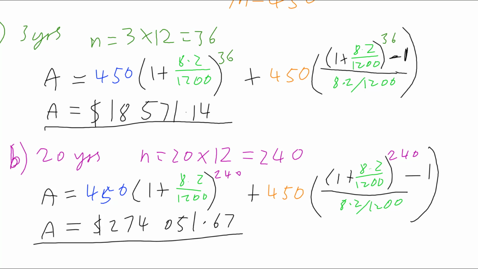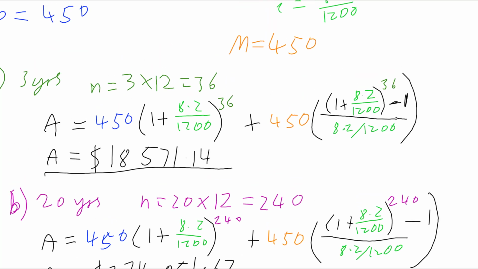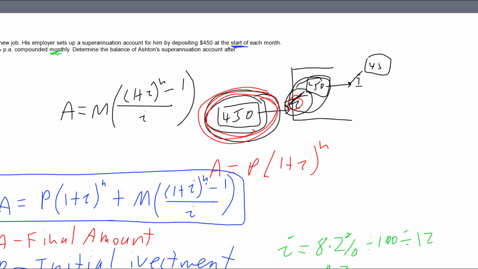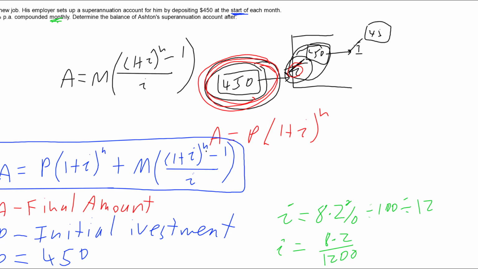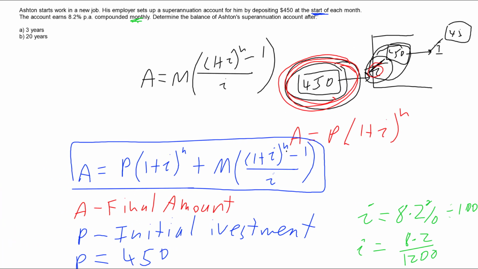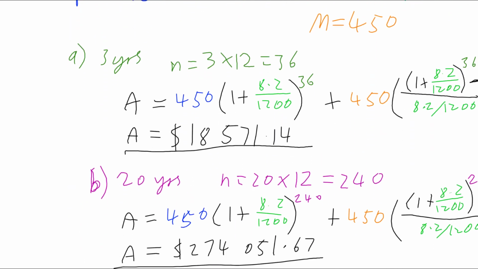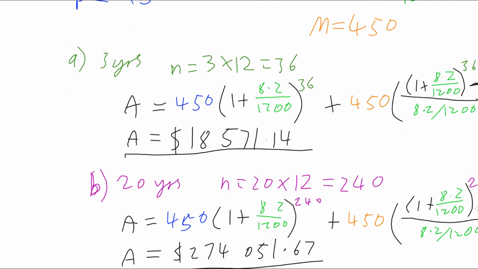So there we go. If you're asked to find the amount at the end of the superannuation, especially considering superannuation has the deposit at the start of each month, which makes things a little bit tricky, you're going to use the compound interest rule plus the future value rule, work out all your numbers, and plug them in, being careful with how you put them in your calculator.